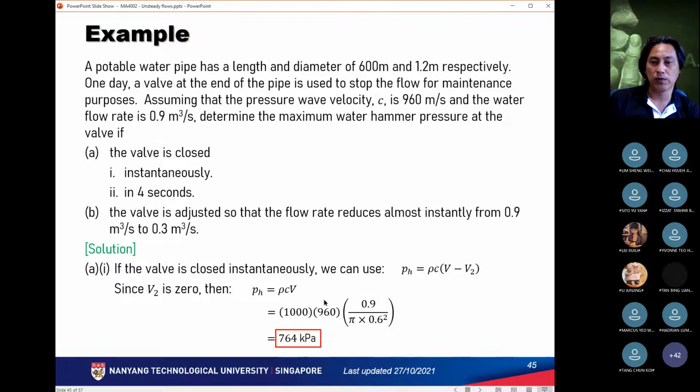Once I come up with this relationship, punching these numbers in the calculator, you're going to get a maximum water hammer pressure of 764 kilopascal. This is the highest water hammer pressure that one can get from this particular scenario, because this is the water hammer pressure associated with rapid closure of the valve. Now, what happens when the valve is closed in 4 seconds' time?